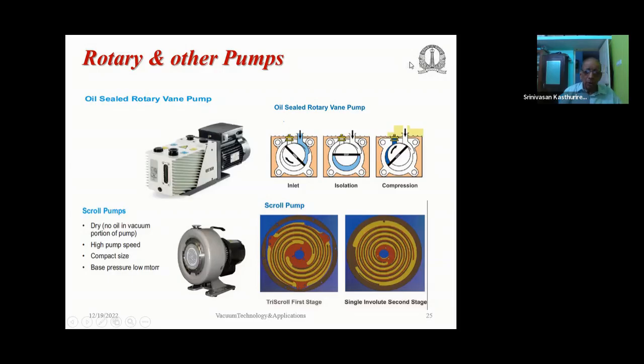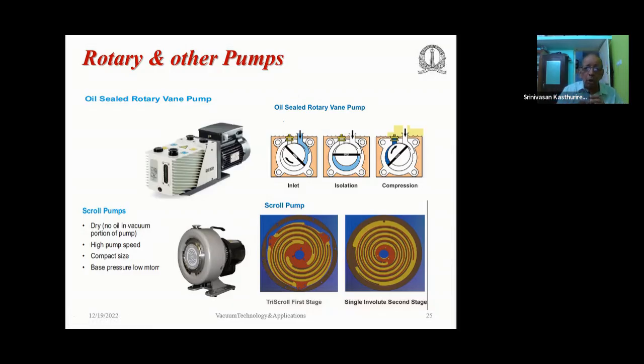How does the vane seal? The rotary vane is a spring-loaded vane. How does it seal? For sealing, you use oil. So the gas is drawn and it is sealed with oil. So you have oil in the rotary pump. The gas is trapped and goes into the other side, and then it is compressed and pushed outside.